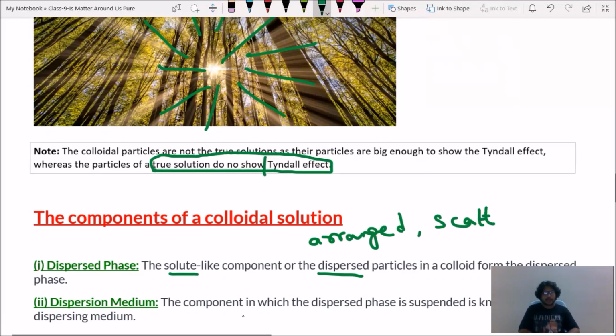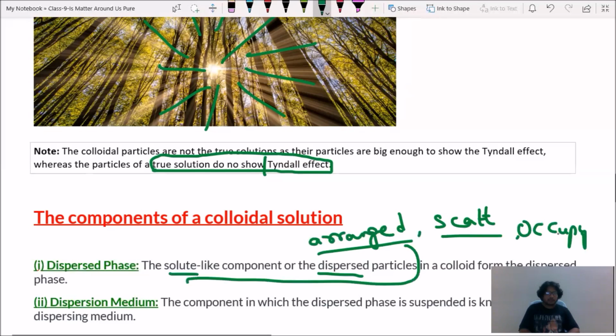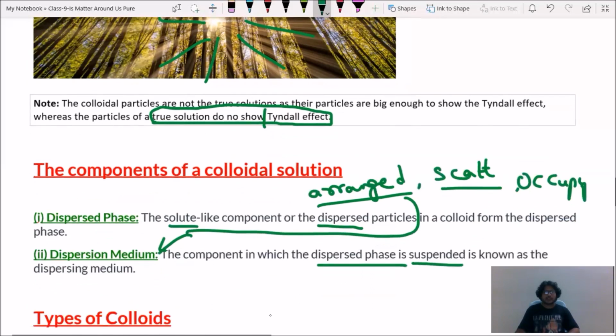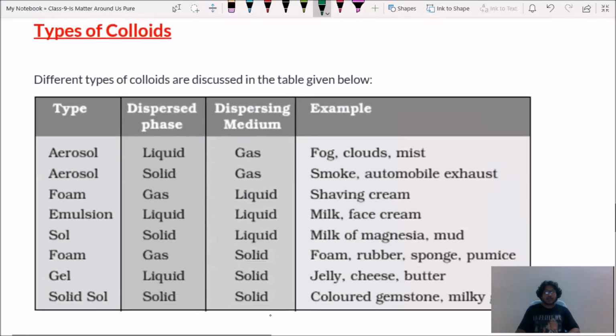And the dispersion medium in the sense, all those dispersed phase particles will be arranged, will be scattered, will occupy one space. That space is called the dispersion medium. So it is the component in which the dispersed phase is suspended. We'll see a few examples so that you can have some idea.